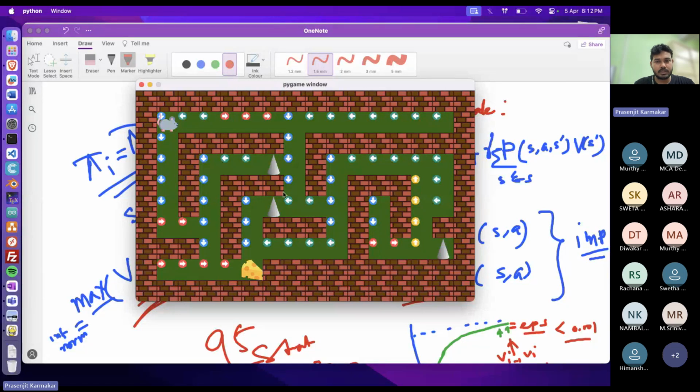Now it is still here. We have some problem. This part is solved, this part is solved again, but this part has some issue. But anywhere else except this part is solved, right?